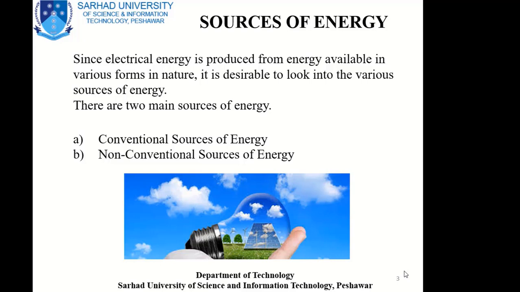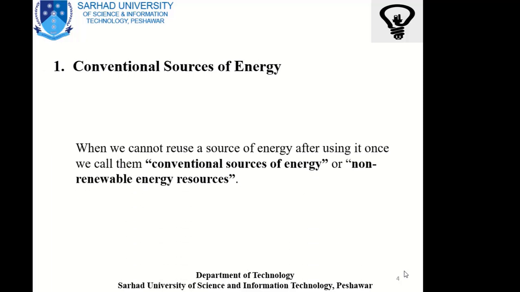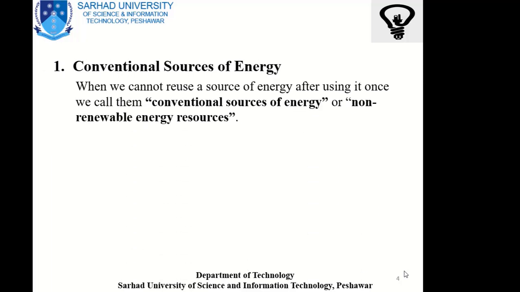There are actually two main sources of energy: one is the conventional source of energy, and the other is the non-conventional source of energy. We are concerned with these two types because we produce electrical energy from the various sources of energy available in nature. So let us understand what the conventional source of energy is. The conventional source of energy is also known as the non-renewable energy source. When we cannot reuse a source of energy after using it once, we call it a conventional source.